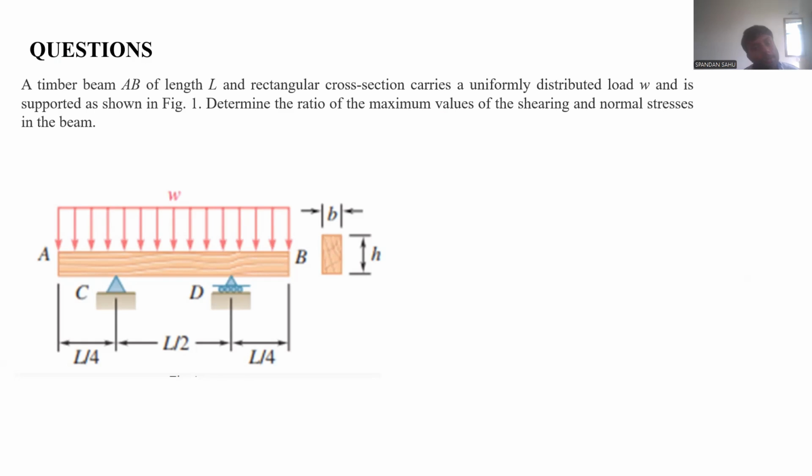Is the question clear? So basically, we have to find out the maximum value of shearing and the normal stresses in the beam. So for that, we have to calculate first the maximum or the absolute value of the bending moment as well as shear force in order to proceed to find out the shearing stresses as well as the other stress, that is the normal stresses in the beam, or you can call as bending stresses in the beam. Correct?